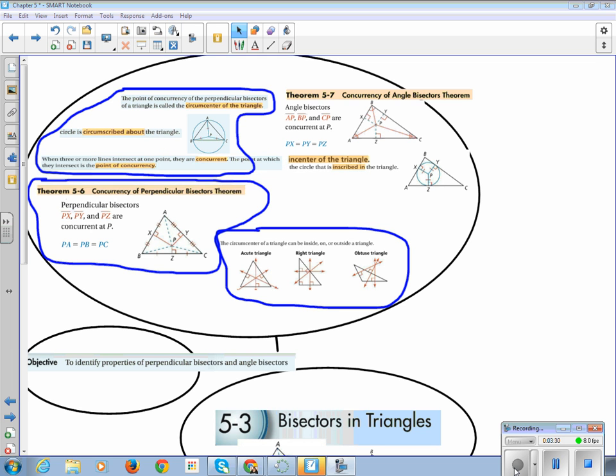All right, so concurrency of perpendicular bisectors theorem. Perpendicular bisectors PX, PY, and PZ are concurrent at point P. So the distance from A to P, B to P, and C to P are all equal. PA is equal to PB is equal to PC. Make sure you have this picture down. So that distance from the vertex to your circumcenter is congruent.